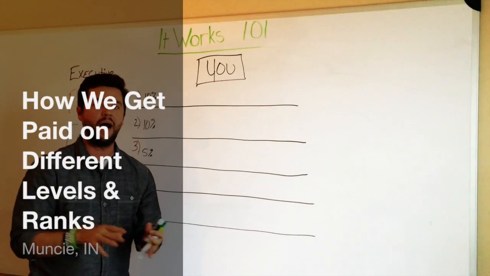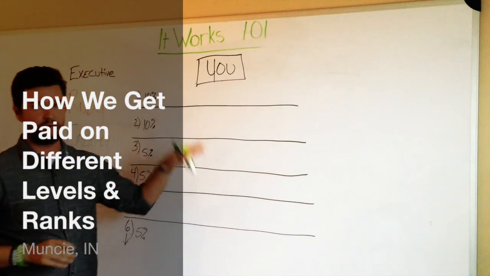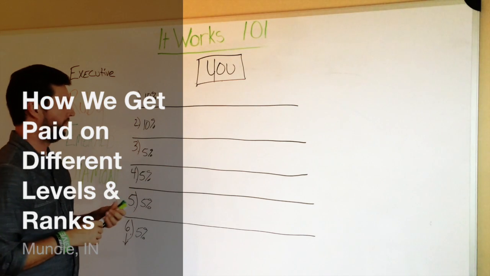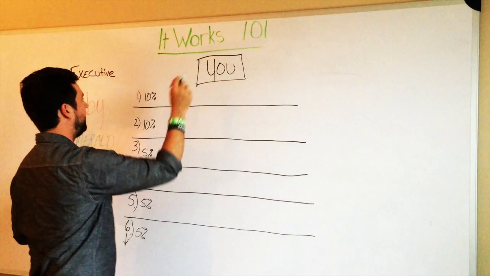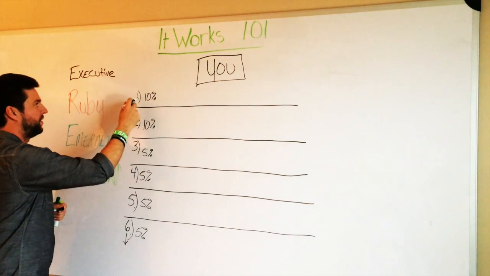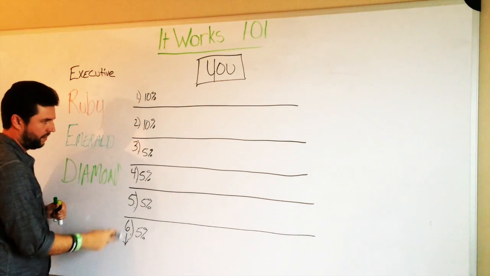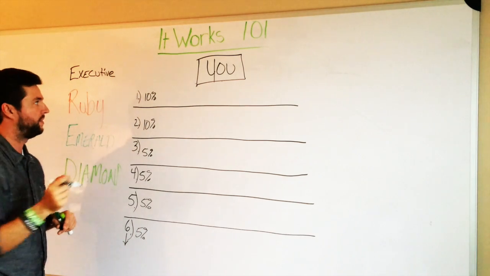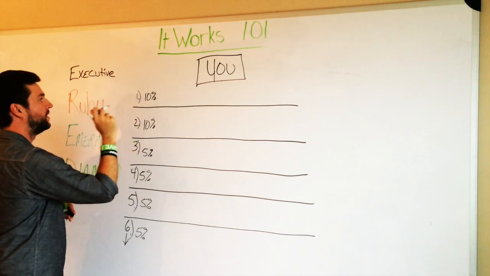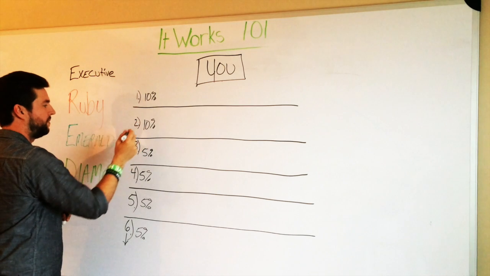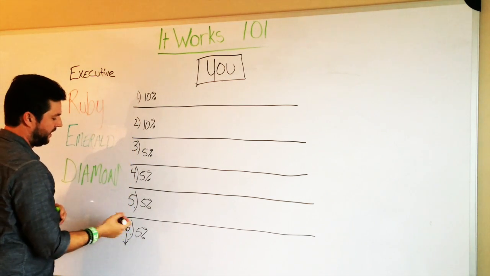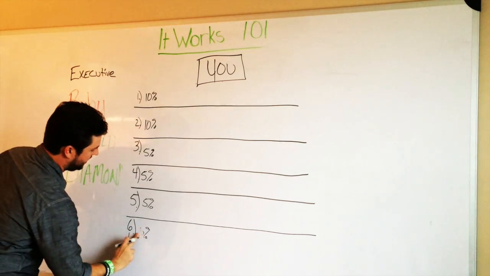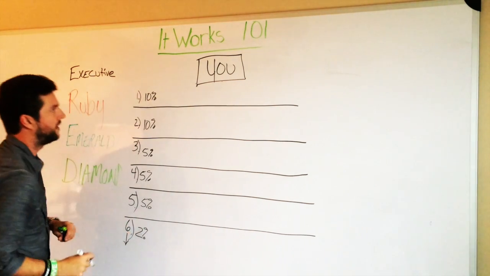Alright, so now let's talk about how we get paid on these different levels and how you get paid for different things. So first off, we have you up here too. And what we have here is our different levels, labeled 1 through 6, and the percentages that you can earn on each different level. 10% for the first, 10% for the second, 3 through 5 is 5%, and 6 is 2%, 6 and down.